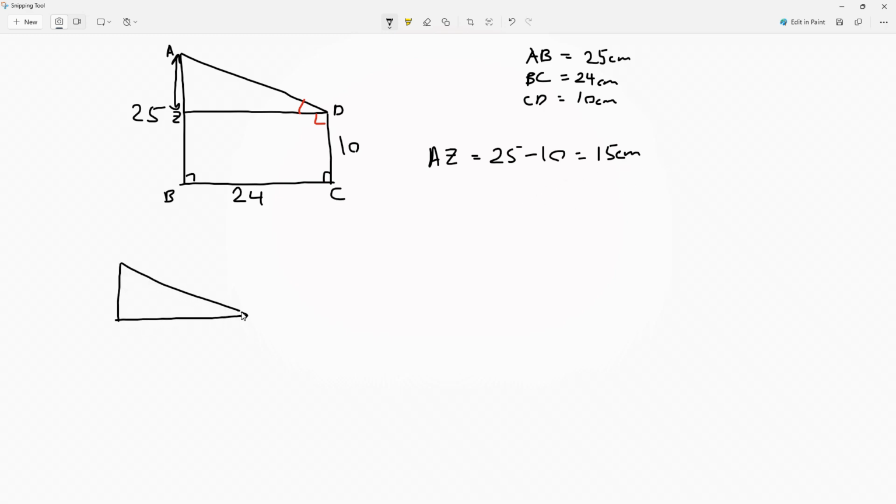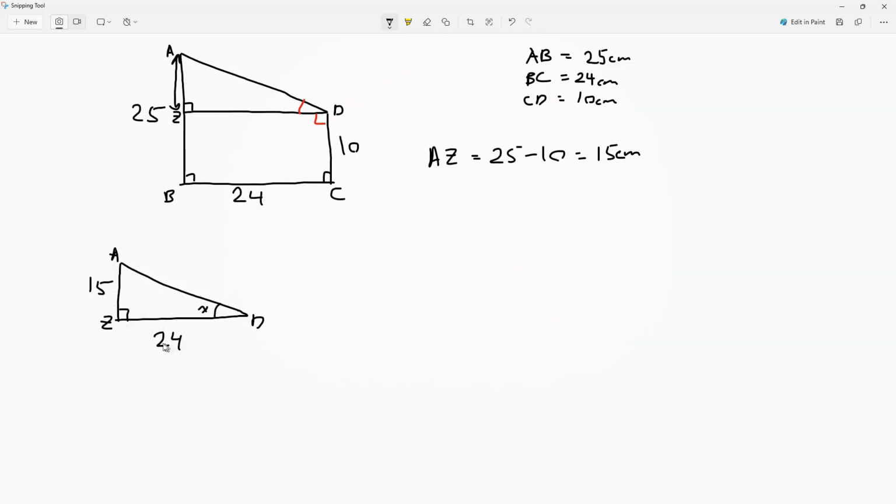This is AZD, and this is a right angle triangle over here. And this is the angle we're looking for. Let's just name it X, okay? We now know that A to Z is 15 and Z to D is 24, because Z to D equals BC, because it's a rectangle, okay?